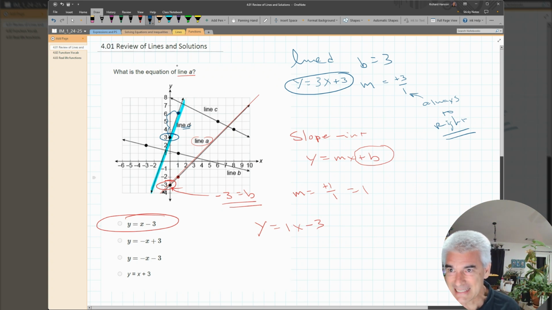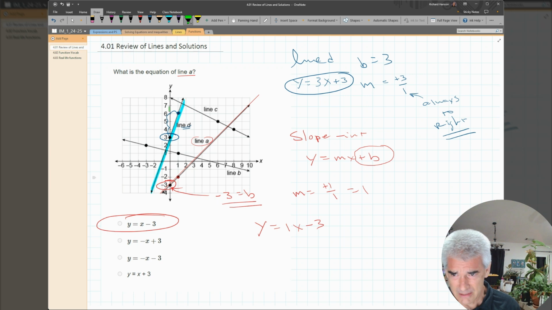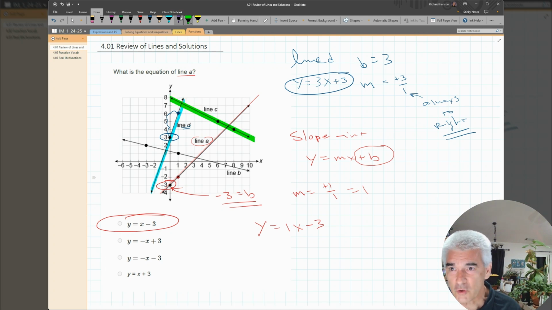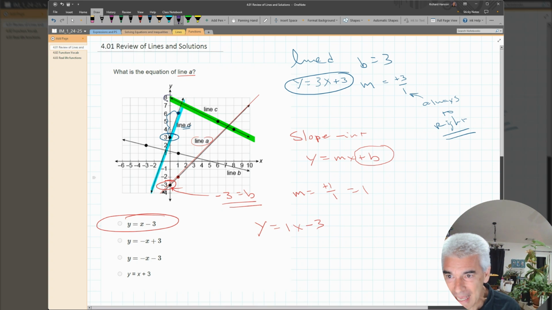Last one here, line C. Take a real quick look at line C. It's going here. And line C looks like it's crossing the y-axis at 8. So for line C, I'll write line C down here. B is going to be 8. That's the place where it crosses the y-axis. And then the slope is negative. This is going downhill from left to right. And they gave us these 2 points.